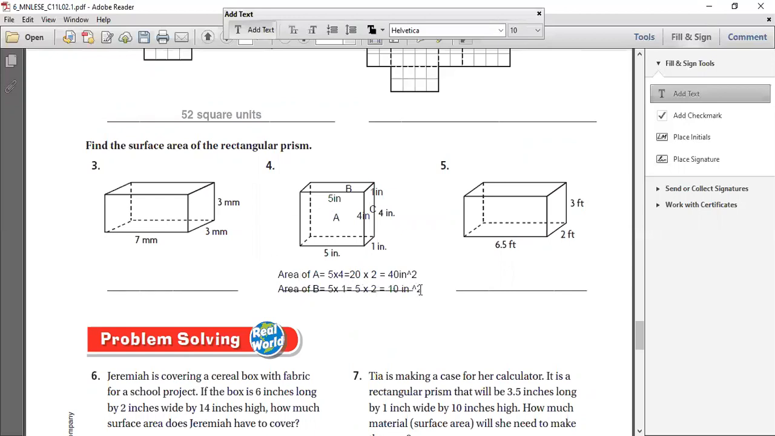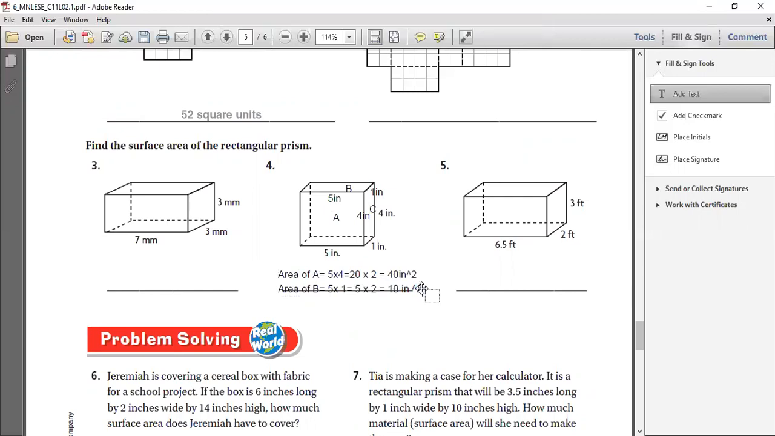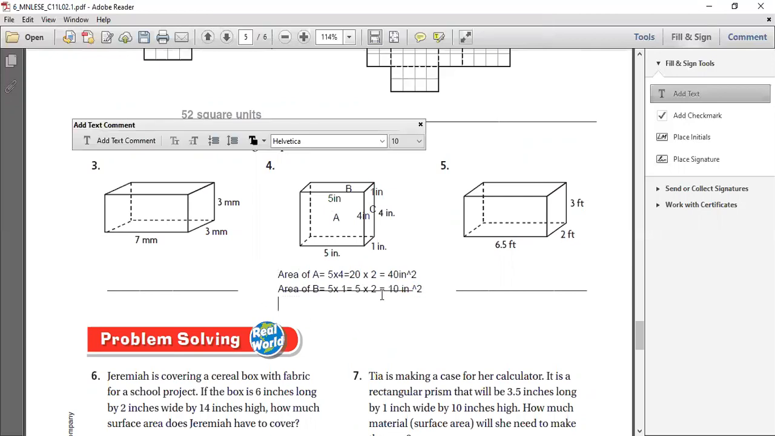Fine. The next one is the face or area of C. So let's find the area of C now. Area of C is going to be equal to, this is C, so the length is 4 and the width is 1. So 4 multiplied by 1 equals 4. And then you multiply that by 2 again, which is equal to 8 square inches.